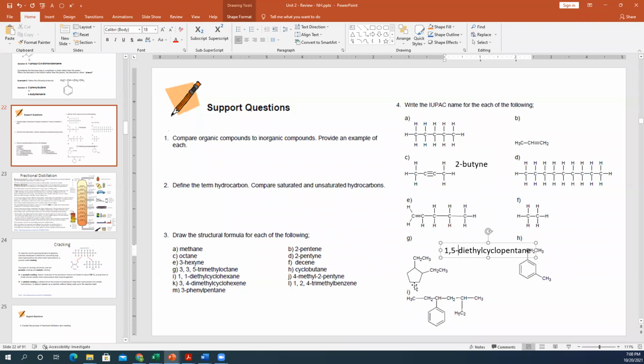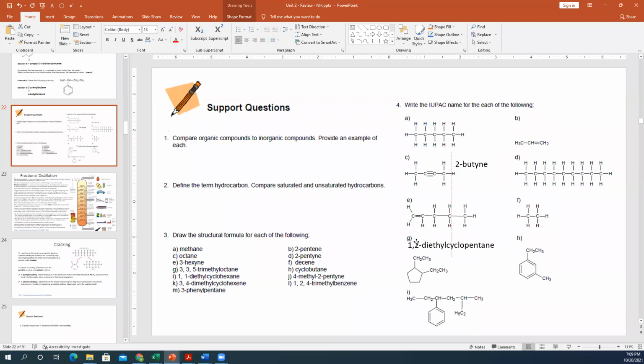So we can't say 1, 2, 3, 4, 5. No, we want to keep the numbering simple and small. So we want to go 1, 2. So that would be a 2. So this is an example of a 1,2 diethyl cyclopentane.